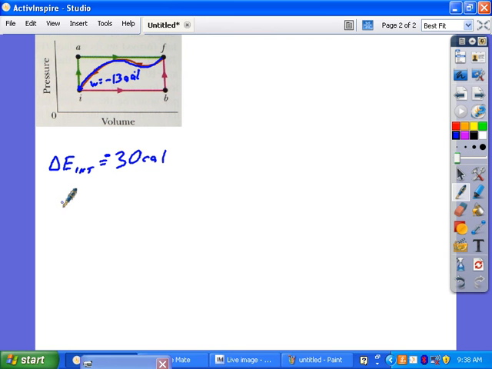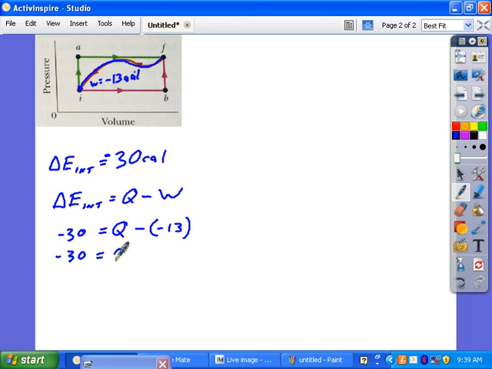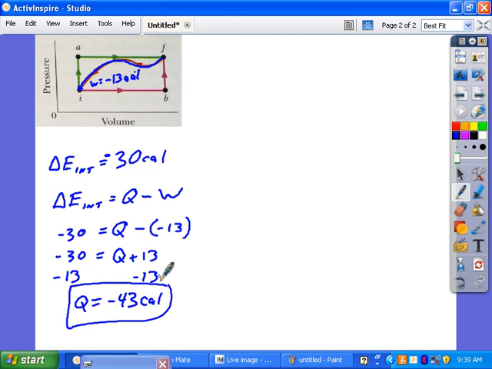So delta E internal equals Q minus W. Negative 30 equals, I don't know Q, minus negative 13. Negative 30 equals Q plus 13. Subtract 13 from both sides. And Q is negative 43 calories in this case.